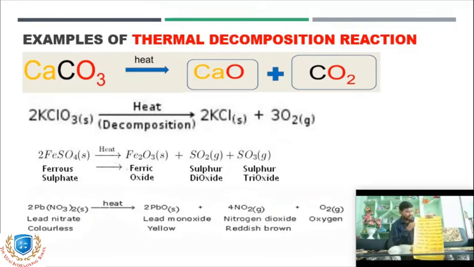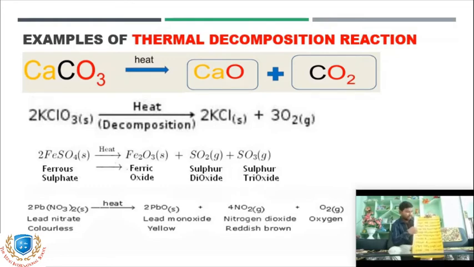In the same way, one more example, potassium chlorate. Potassium chlorate is a substance which is used for the preparation of oxygen gas. In the laboratory, when we heat potassium chlorate, it converts into potassium chloride and oxygen gas. So we can obtain oxygen gas from potassium chlorate. It is the best example of a chemical decomposition reaction.